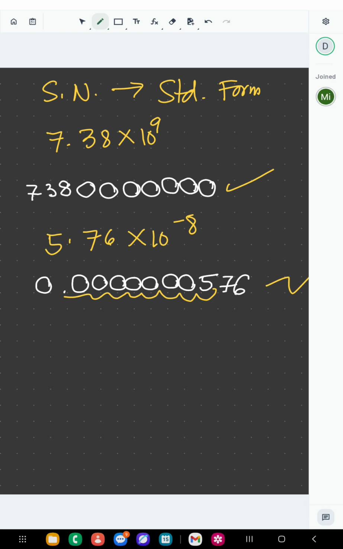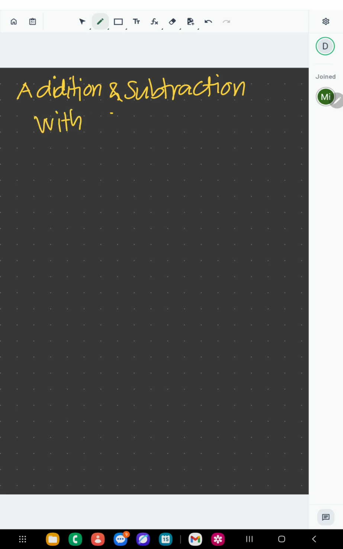Now let's add and subtract within scientific notation. Am I too fast? Sometimes I seem like I'm in a hurry. I talk so fast.